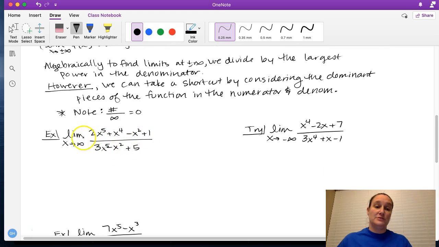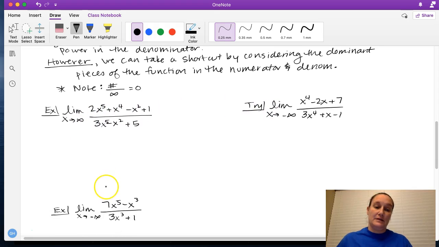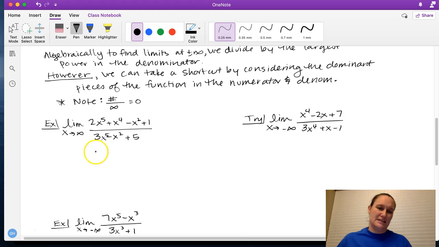Okay, so I'm going to do the algebraic version for this first limit. You can do it on the one that you're supposed to try as well. But on the next example, I'm going to take a shortcut. Algebraically, you look at your denominator and ask, what's my biggest power? My biggest power is x to the 5th. So I'm going to divide every single thing in my function by x to the 5th.